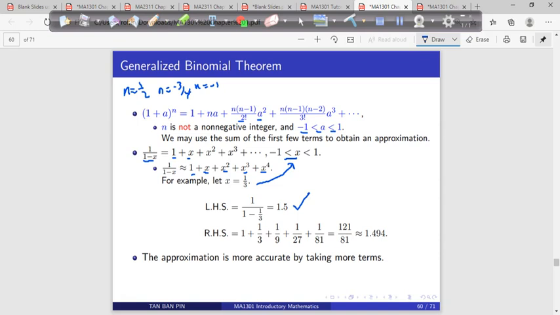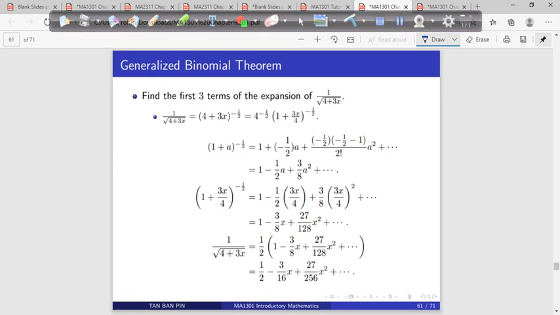Right hand side, if you stop at the x power 4 term with x as 1/3, you'll be summing all these fractions. It gives you 121 over 81, which is 1.494. So it's still close to 1.5. And if you need a more accurate answer, then you can consider putting in the x power 5 term, x power 6 term. The more terms you use, the more accurate approximation you'll get.